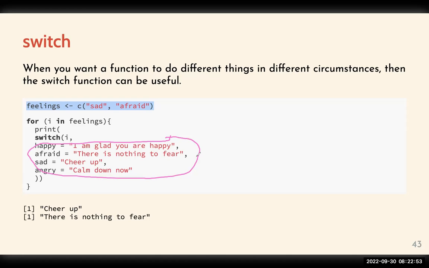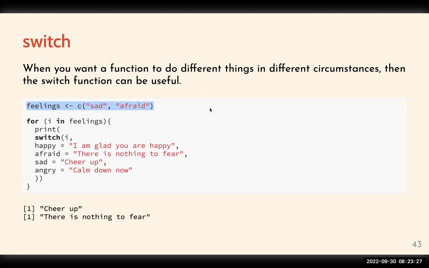Switch executes any one of the options by mapping the input. If i is happy, the output is I'm glad you're happy. If i is afraid, or if the input is the word afraid, the output is there is nothing to fear. If the input is sad, it will print giraffe. And if the input is angry, it will print calm down.